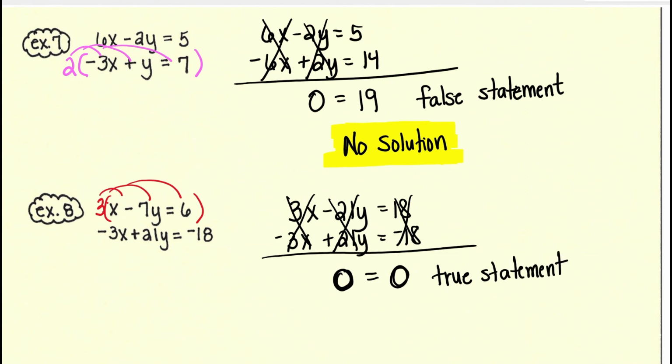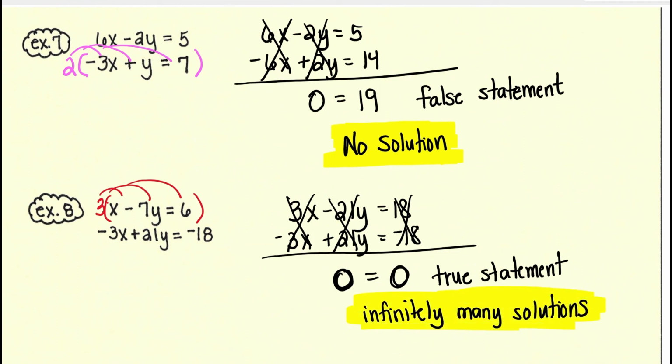When you get a true statement like that, it means there are infinitely many solutions. Infinitely many solutions. Not true. The answer is infinitely many solutions because we got a true statement. What that basically means is that these are the same two equations, just versions of each other. So every solution of one is the same solution as the other, and you just have infinitely many solutions.